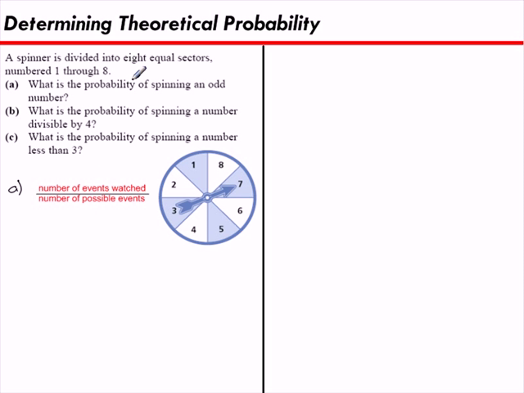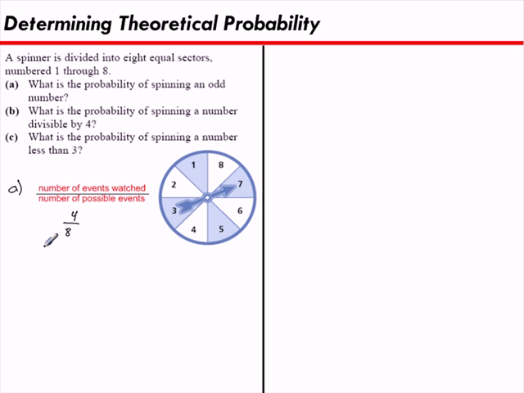For A, it's asking the probability of spinning an odd number. So the events that we're watching for in this case are the odd numbers on the wheel. So how many odd numbers are there? There's a 1, 7, that's odd, 5 is odd, and 3 is odd. So 1, 2, 3, 4 odd numbers. So 4 is the events watched. And the possible events, well, that's every spot on the wheel. There's 8 possible ways to stop on this wheel. So 4 divided by 8.